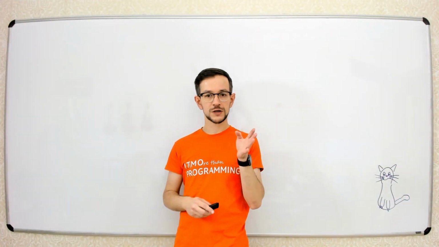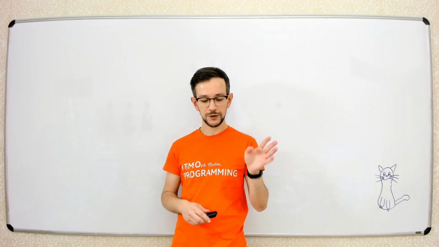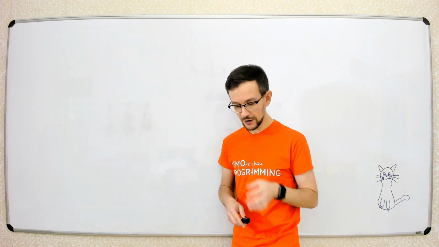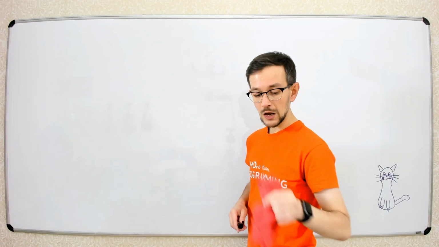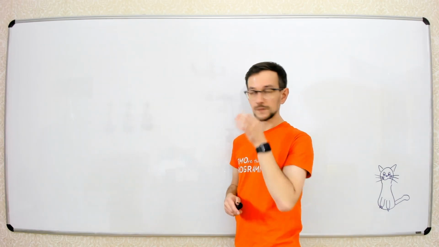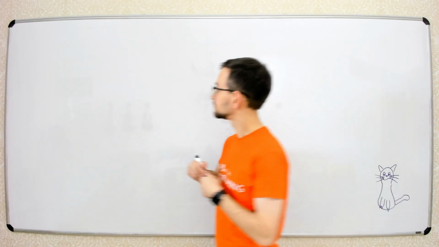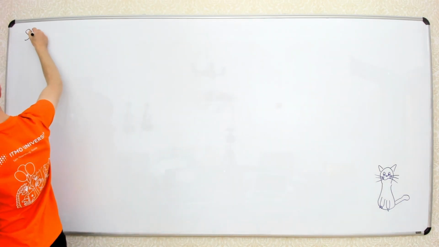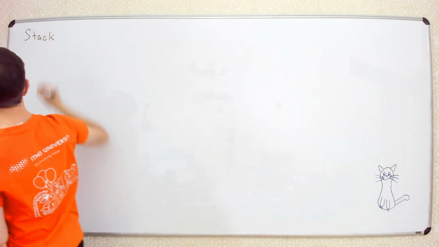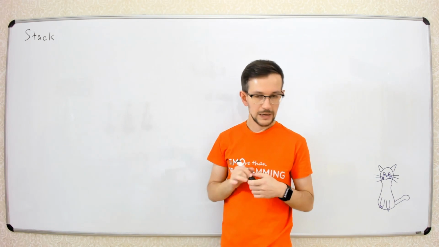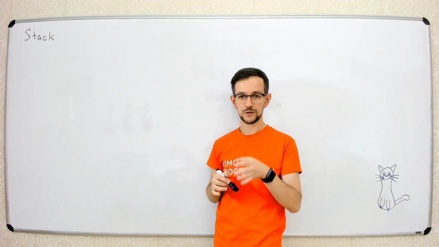Talk, first we'll discuss two data structures, very simple data structures, but very widely used. It's stacks and queues. So what is a stack? A stack is a very simple data structure.